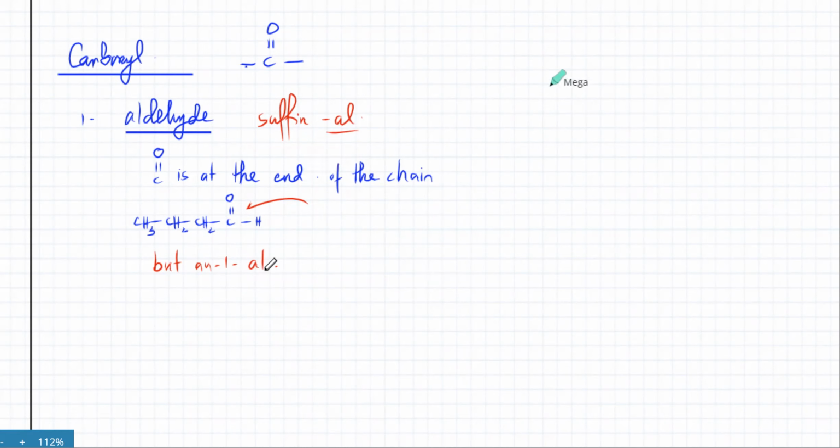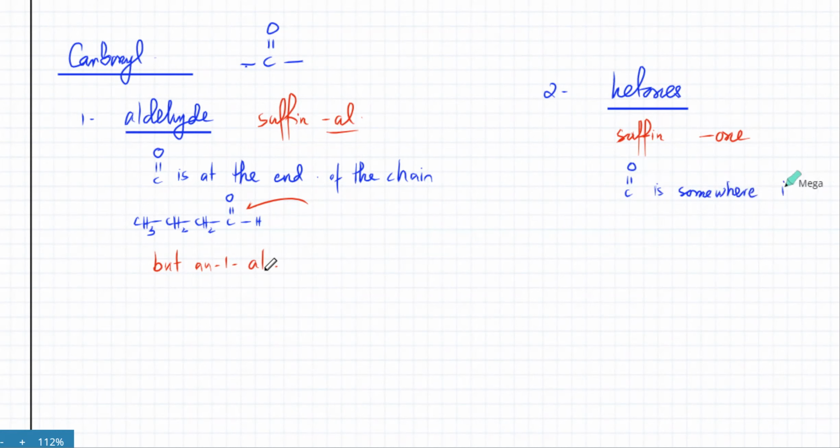The second one is ketones. Ketones are also carbonyl groups, but they're a different functional group. The suffix in a ketone is -one. And the C double bond O would be somewhere in the middle of the chain.